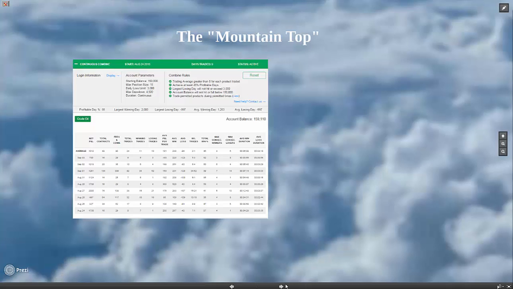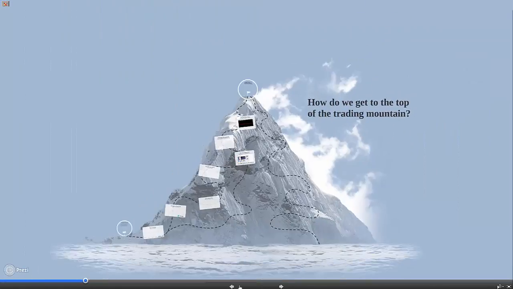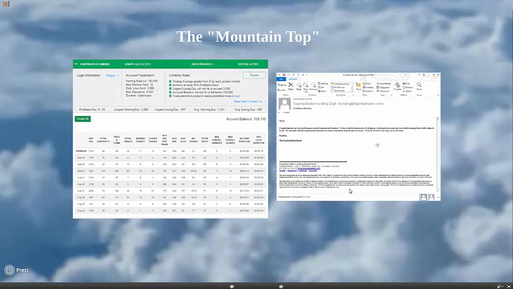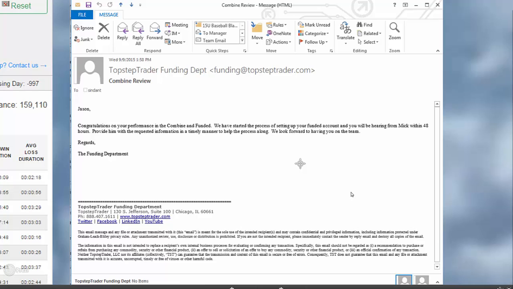All right, so as I said, I was going to stop right here. I was going to show you this. We're going to all go, ooh and ah, that's really cool and that's impressive, right? But here is where this gets to be a bit more impressive. I received this email yesterday. It's an automated response generated by Top Step Trader. So can you guys all see this email? Just want to make sure here.